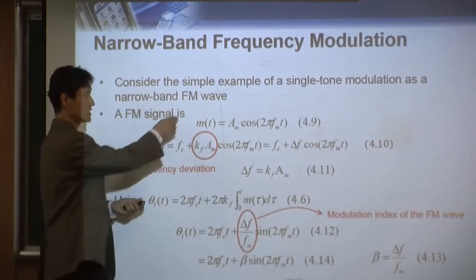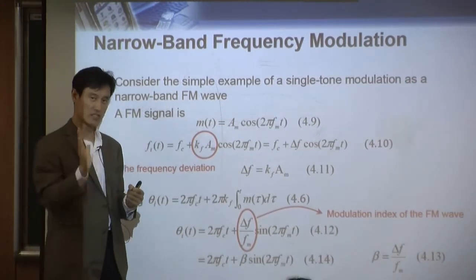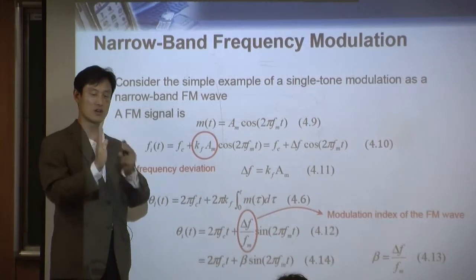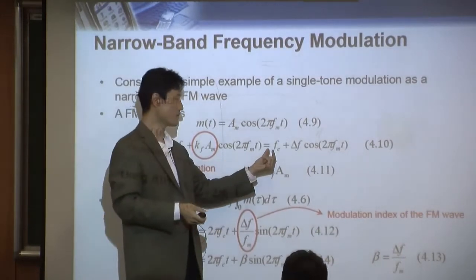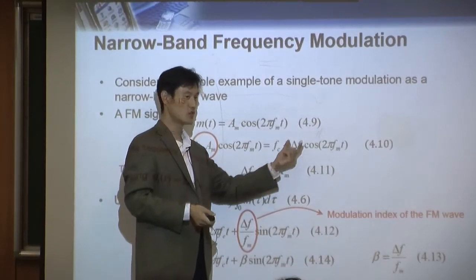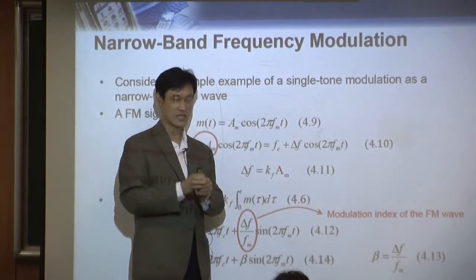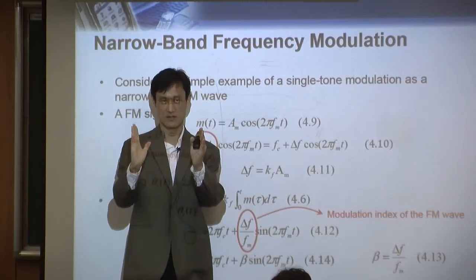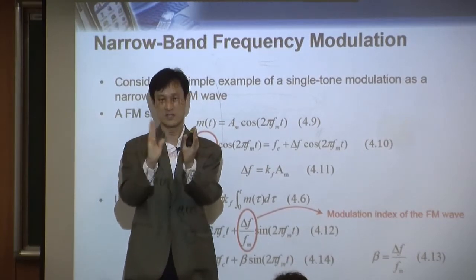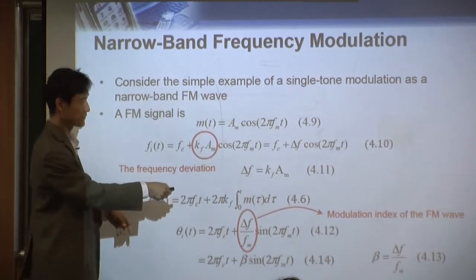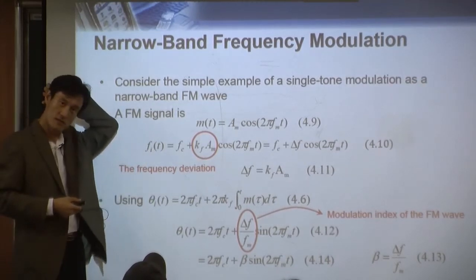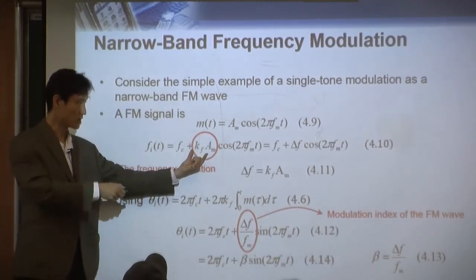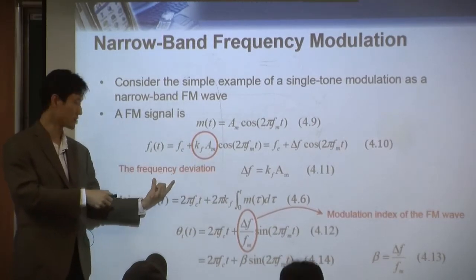So since this is FM, your frequency is changed, but your range of frequency change is from FC minus delta F to FC plus delta F. That's the range of frequency variation. Frequency changes between that range. That's what they mean. We call this delta F the frequency deviation.